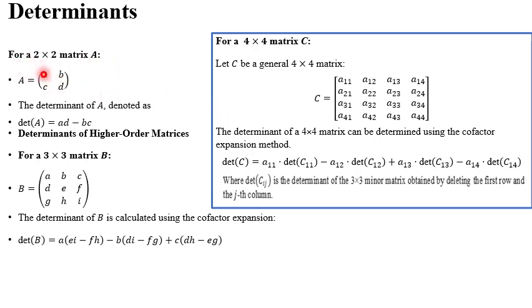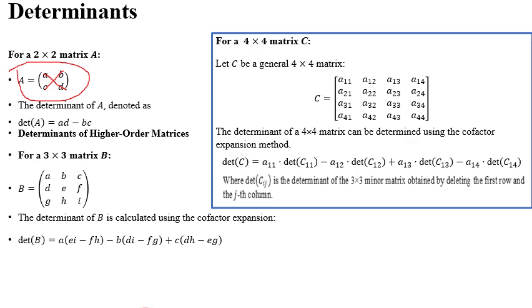So for a 2 by 2 matrix, the determinant of matrix A, take this for example, is written this way: determinant of A. So top to bottom diagonal, you multiply the elements AD, minus the bottom to top diagonal in this form. So it will be AD minus BC. So that gives you the determinant of matrix A, as A is a 2 by 2 matrix.